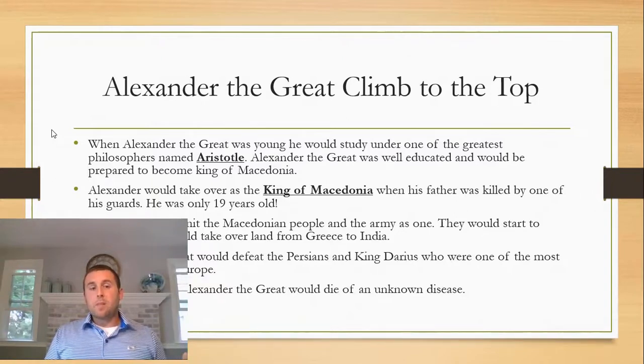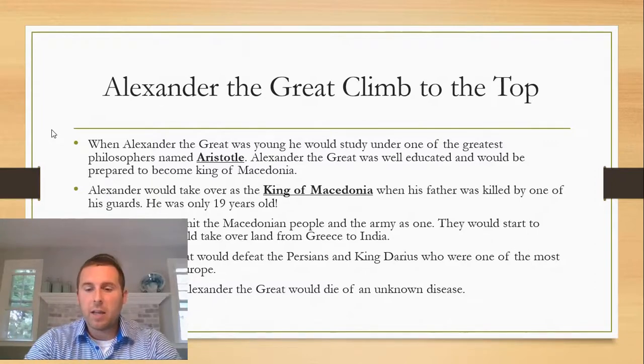And at the age of 36, unfortunately, Alexander the Great, very young, passed away. He passed away of an unknown disease. I was watching a video about him, and there's a lot of debate of what he died of. Some people think maybe he was poisoned. Some people think maybe he died of malaria, which is a mosquito-borne illness that spread. No one really knows, but he did die at a very young age.